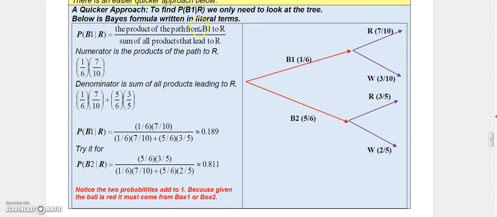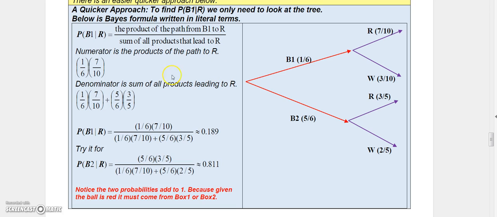Okay? So there's actually a literal formula that works better. And so let me give you the literal formula. The literal formula for the probability of this earlier event B1 given R is the product of the path from B1 to R divided by the sum of all products that lead to R.